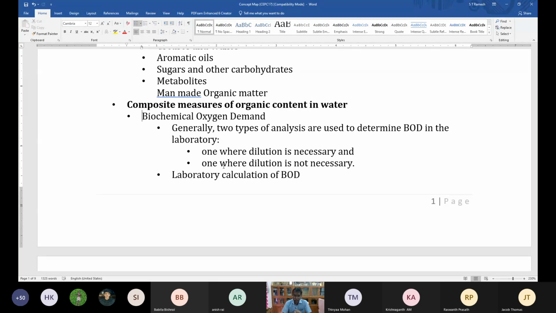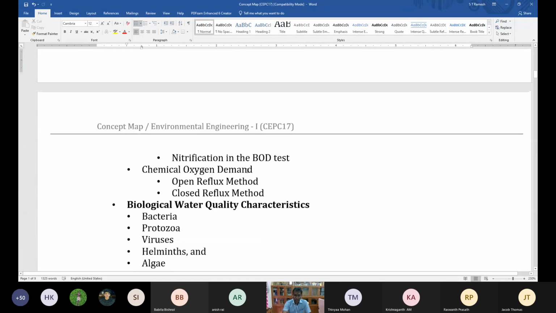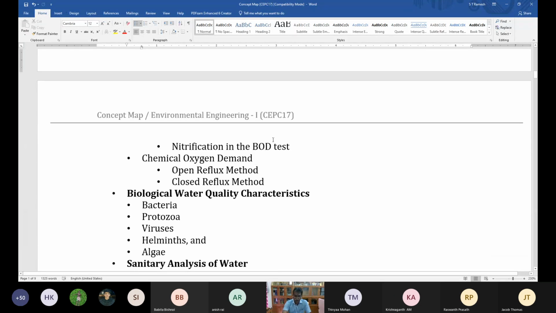This is called oxygen demand. So how to estimate these parameters in the laboratory, we'll be discussing in detail. That we may call the BOD test.